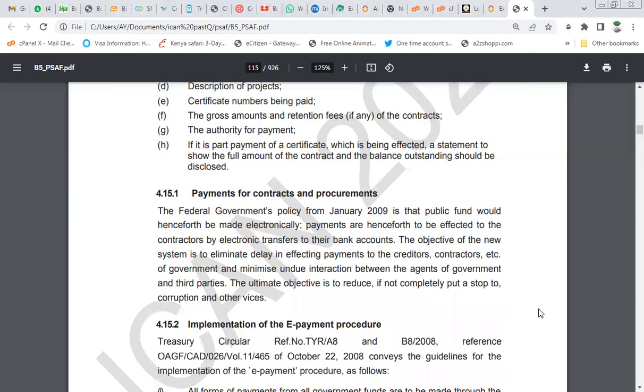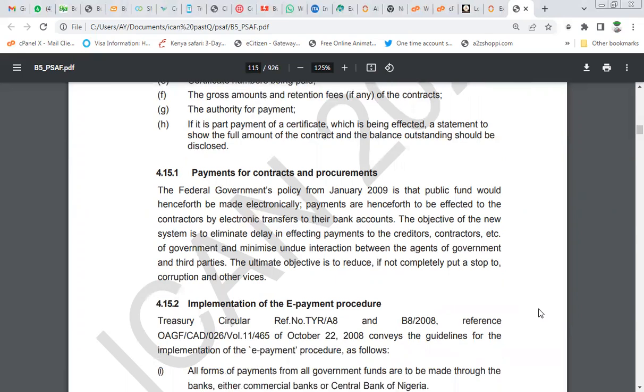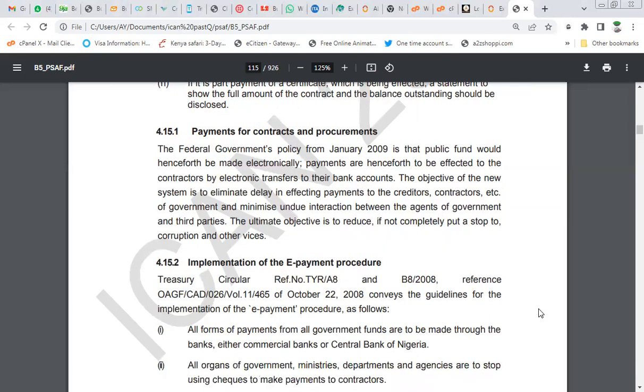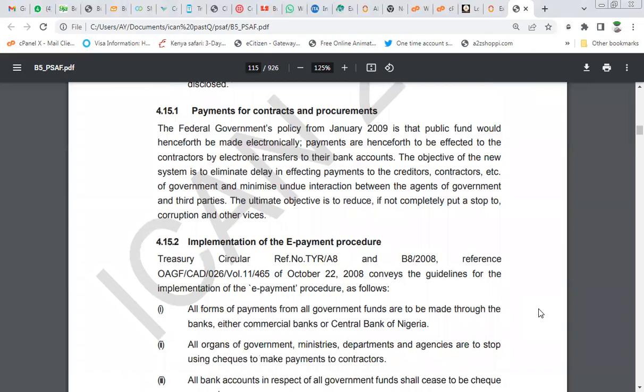The federal government policy from January 2009 is that public funds would henceforth be made electronically. Payments are henceforth to be effected to the contractor by electronic transfer to their banks. The objective of the new system is to eliminate delay in payments, affecting payments to the creditors, contractors, etc. So what they are saying is that checks are not really awarded anymore. Now government does its thing by transfer.